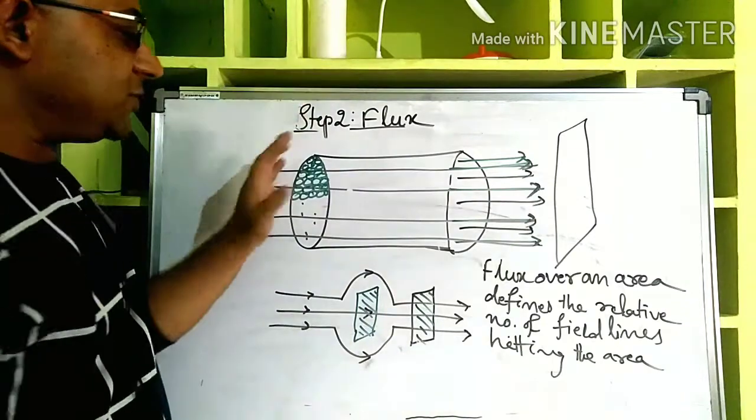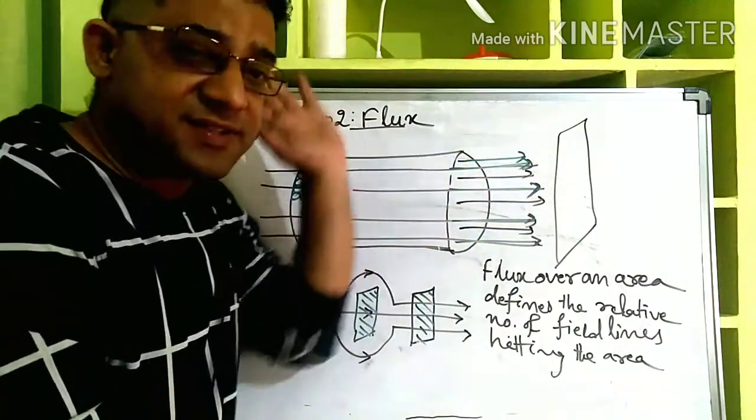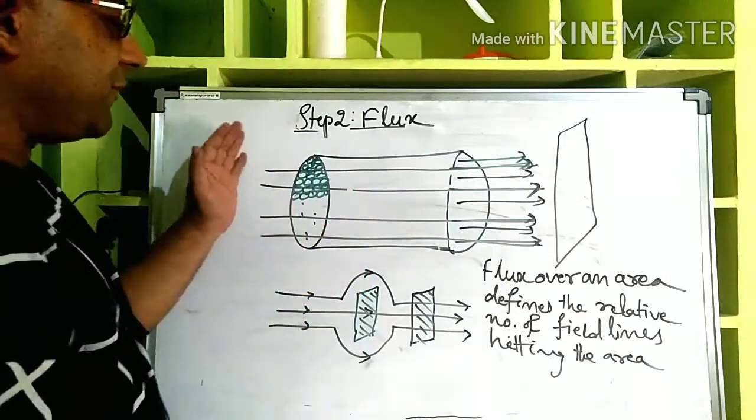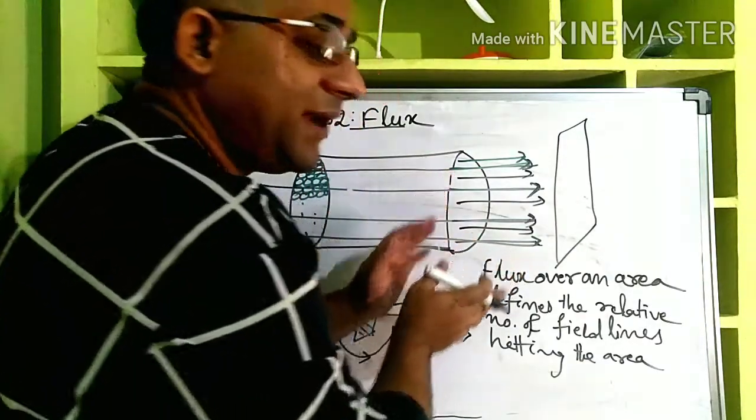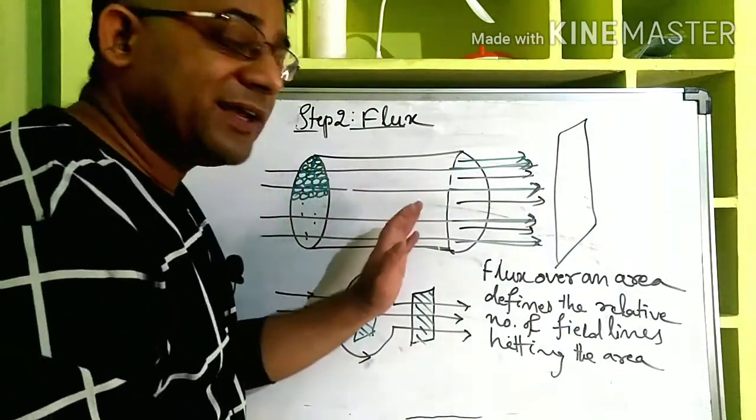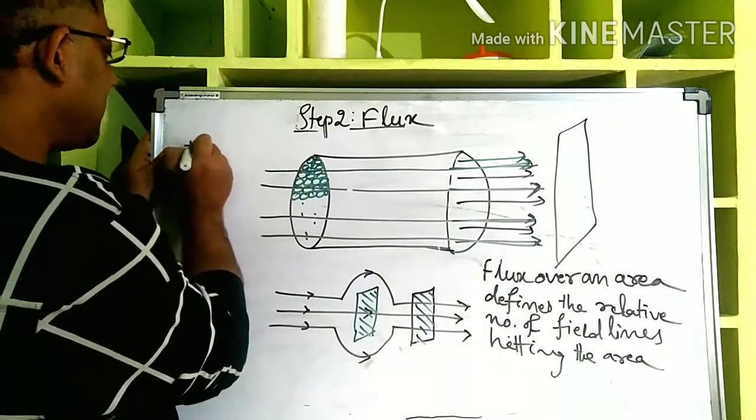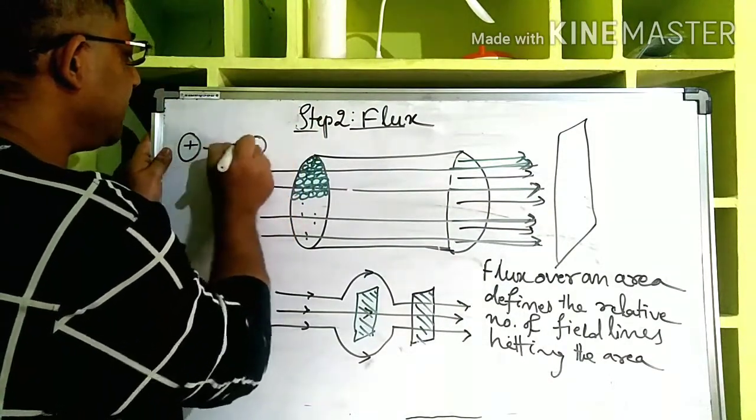Clear? Now this field can be anything. So any field will have some flux, right? If we are considering an electric field, we call that electric flux. If we are considering a magnetic field, we call that magnetic flux. If you remember, electric flux was always from positive to negative, right?